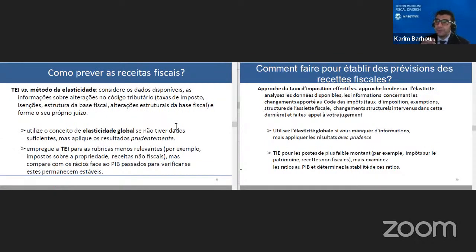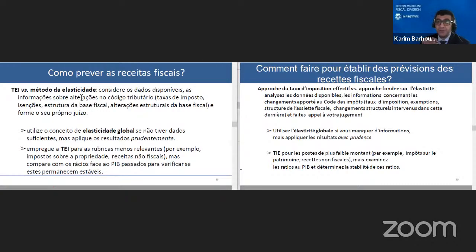But broadly speaking, what you need to know is that to make the choice between the two approaches, we have to consider what data are available, the information about the change on the tax code, on the tax system. What about the tax rate, the exemption, the structure of the tax base, the structural change on the tax base. And also, don't forget your judgment. Sometimes you know your country much better than others, so this is very important. So if you lack information, you have to use the buoyancy, but you have to apply the result very carefully and conservatively.